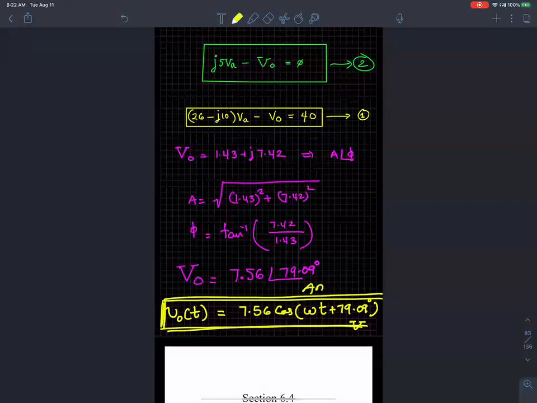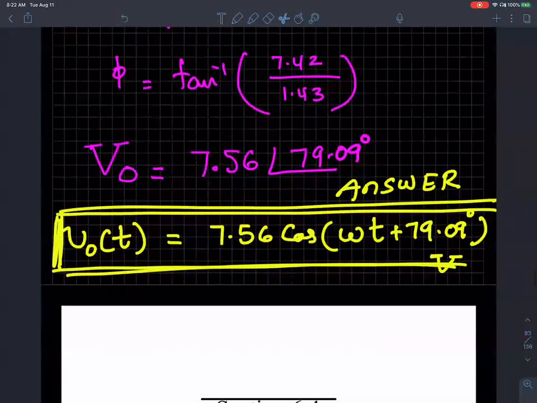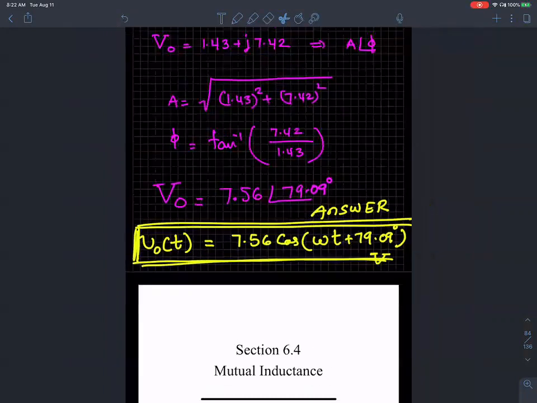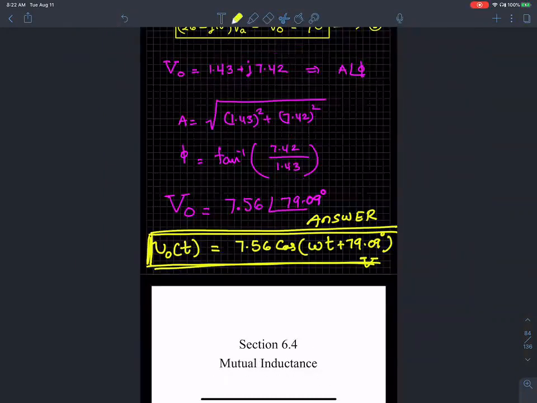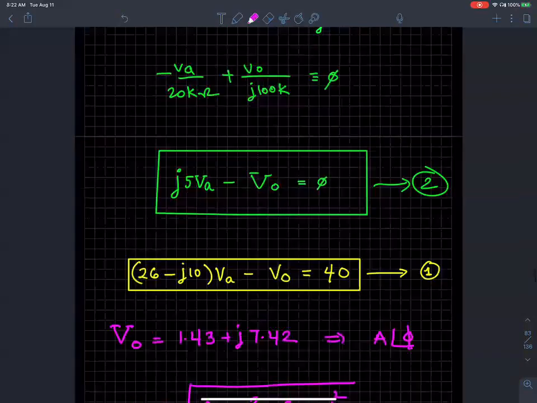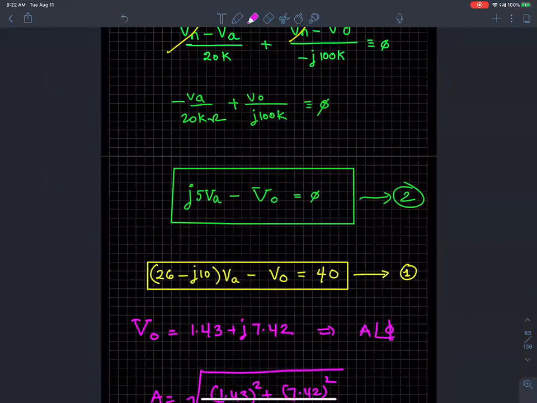Questions, please. You were asked to find the time domain expression. There you have it. That's the time domain expression for the output voltage. So we did not even have to go through the process of finding IL because I set up my equations in terms of VA and VO as the independent variables. Questions, please.